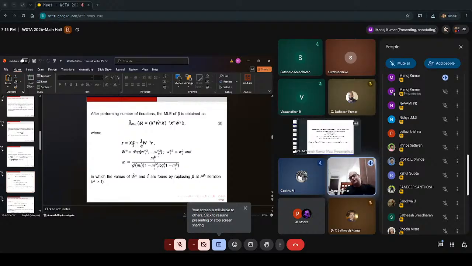After going for the pth iteration, we get the maximum likelihood estimator for beta. It is obtained over here in the form of beta hat KML, with phi, where G is of this form, and W star is the diagonal matrix with entries wi star. Here, these are wi star hat and G hat, which are formed by replacing the parameter beta at the pth iteration, where we consider p greater than or equal to 1.